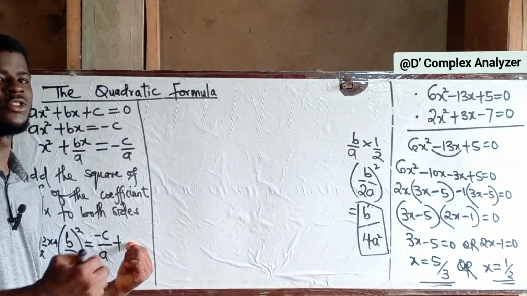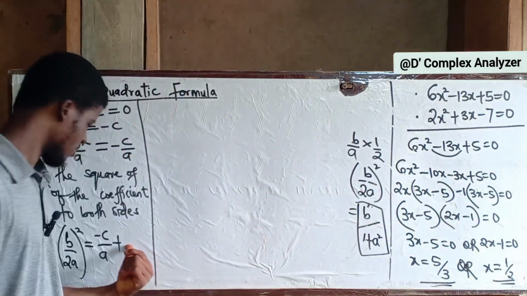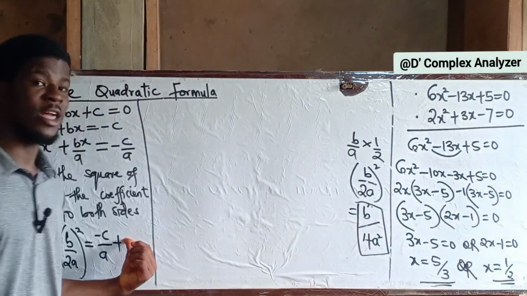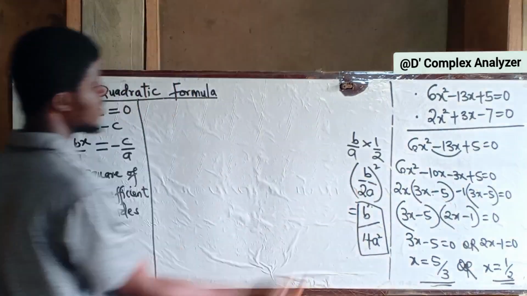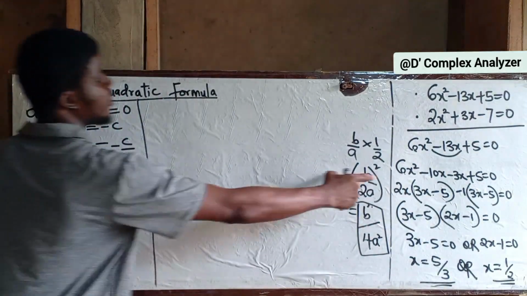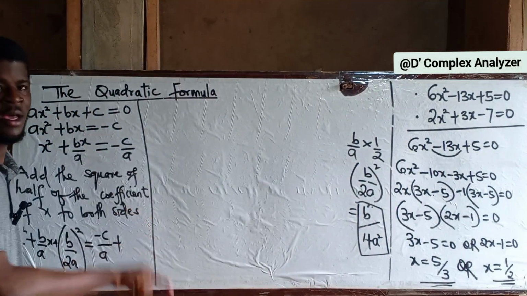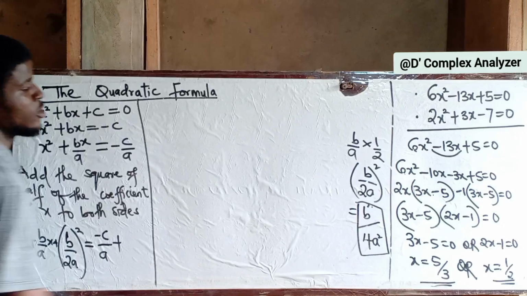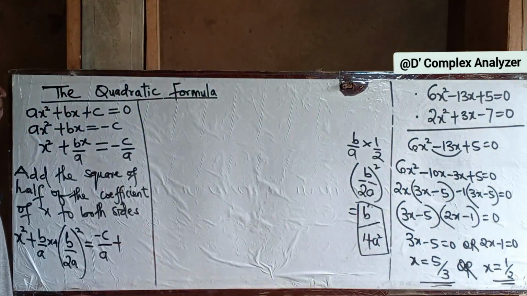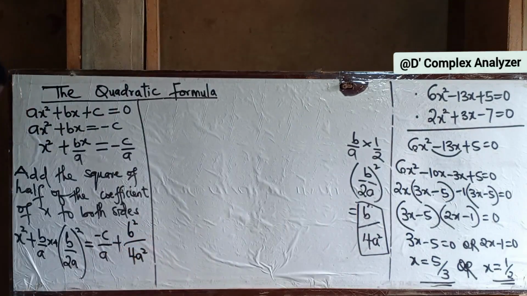I want to write this one again. You know, I'm adding it to the left and to the right. But I don't want to use this form here. I'll be using this one here. I told you they are the same. The reason I'm using this one here at the right hand side is because if I should use this one, I am still going to expand it in my next step. So let me just expand it once and for all by using b squared divided by what? 4a squared.